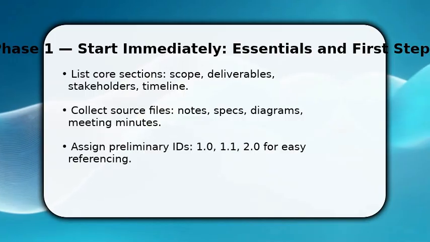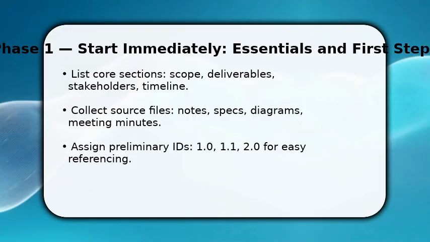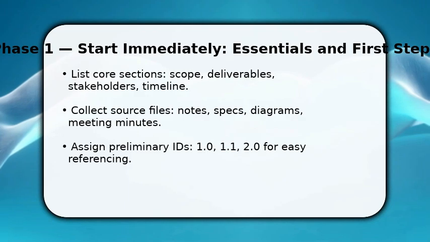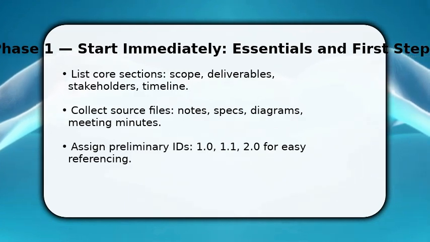Move critical source files, specs, diagrams, and meeting notes into that folder and tag them with dates. As you do this, write the first index outline with main headings. This first actionable draft lets you see gaps and sets the structure for iteration.